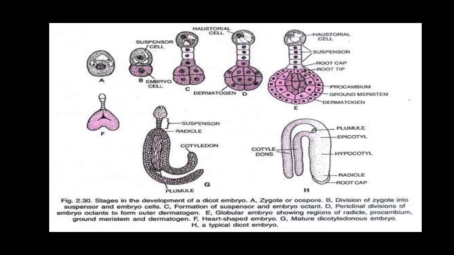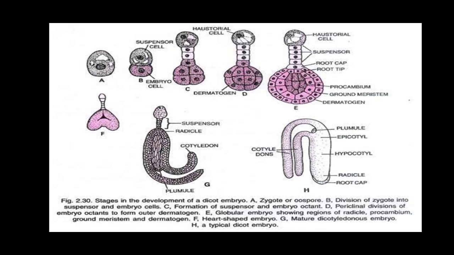The embryo is developed from the zygote. The zygote again undergoes mitotic cell division, and it forms two cells: the first is the suspensor cell and the other is the embryo cell. The suspensor cell divides many times mitotically and forms a long thread-like structure known as the suspensor, while the embryo cell divides many times by mitotic cell division and forms a cluster of cells which is known as the proembryo.